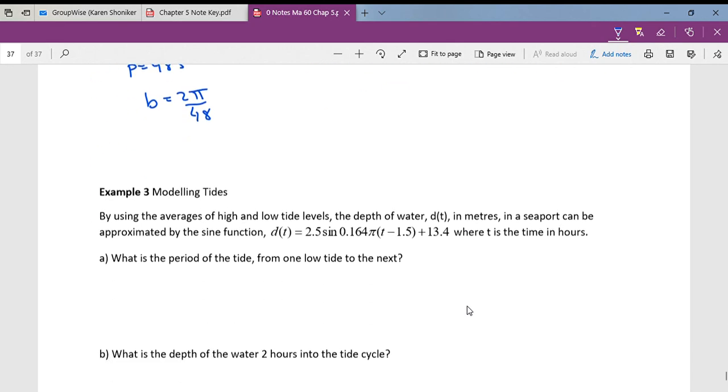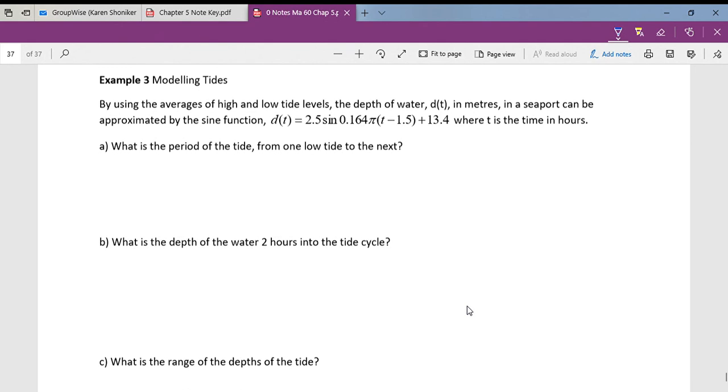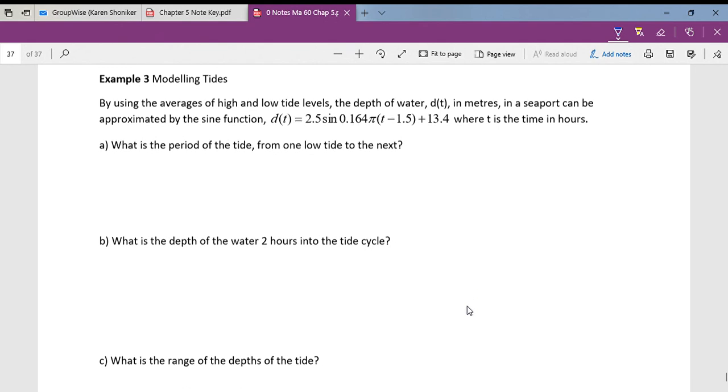And then lastly, just showing you that these don't always have to be modeling Ferris wheels. This is one that's doing a tide, but these could be questions about springs bouncing up and down. So you could look at when it's at the highest point, when it's at the lowest point, and then you'd have your midline, and so on and so forth. But here's a question where I'm going to give you the sinusoidal function, and I'm just going to ask you to find some information from there.